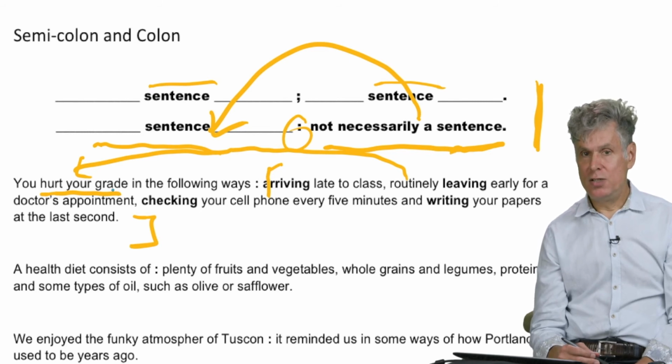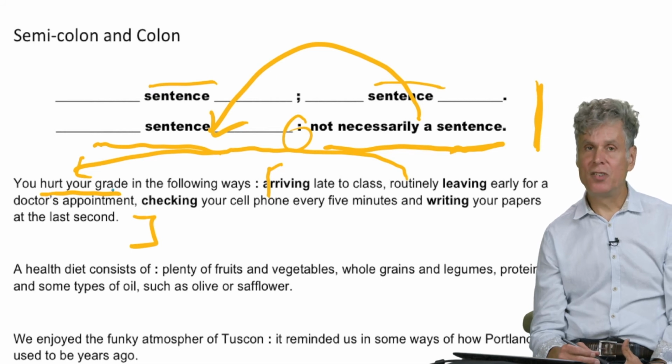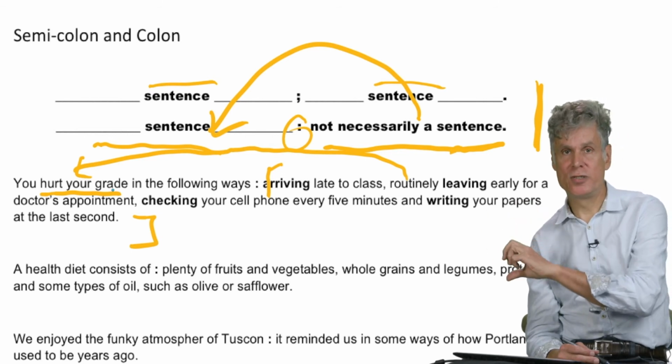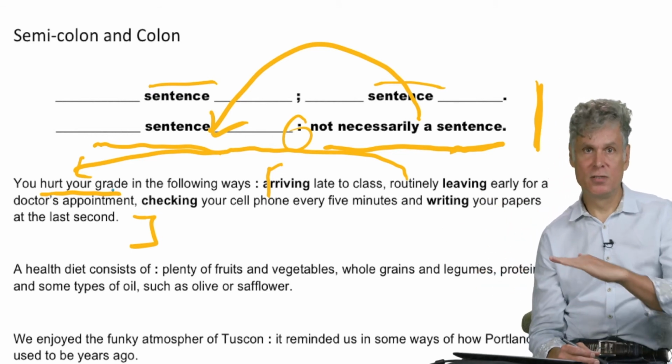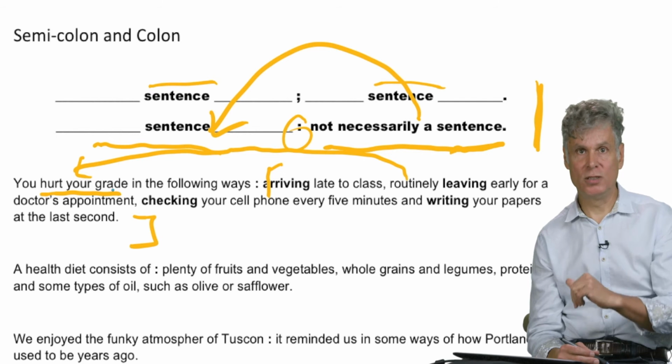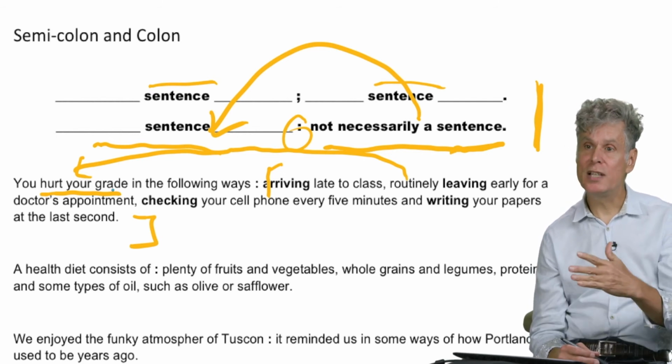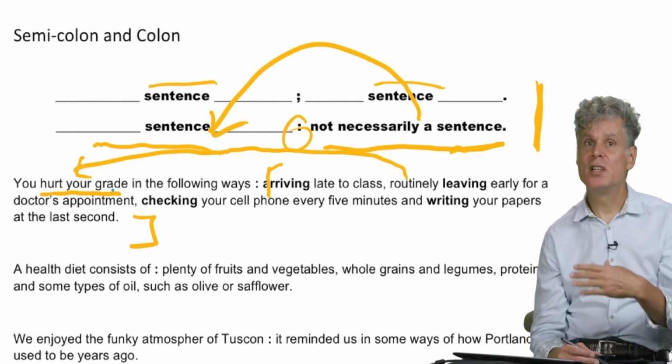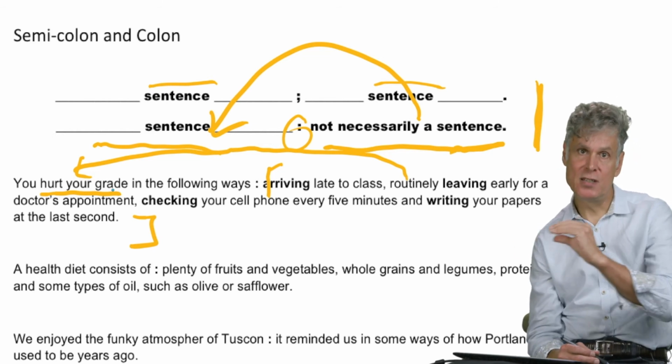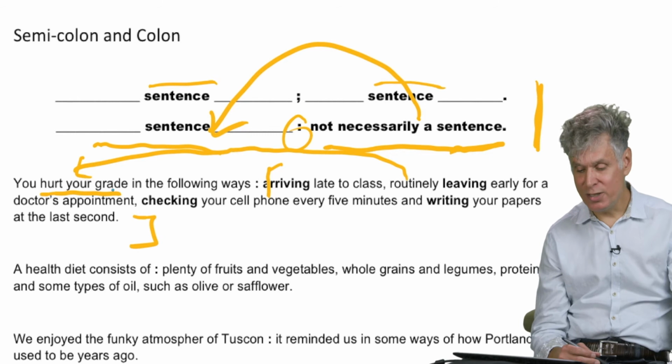Now, you all will think of a list. Oftentimes when I ask students to do this, they'll just say apples, oranges, tangerines, and grapefruit. The fruits I like: colon. And it's true. Sometimes, most of the time, maybe 70% of the time, what you're giving me is a list of things. But that's not the only thing you can do with a colon.